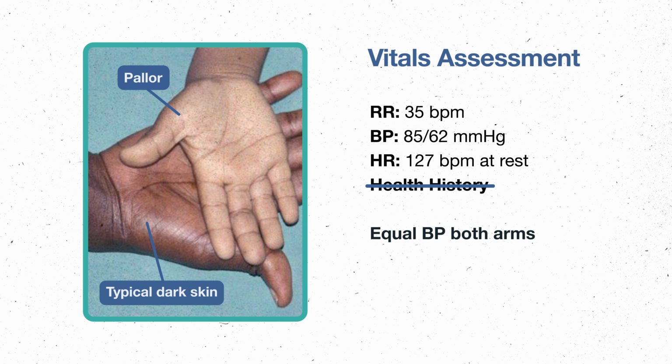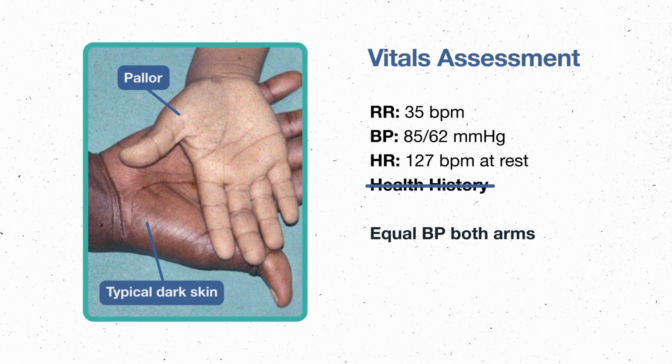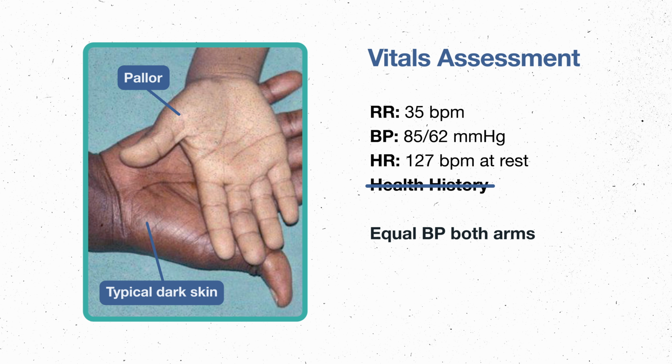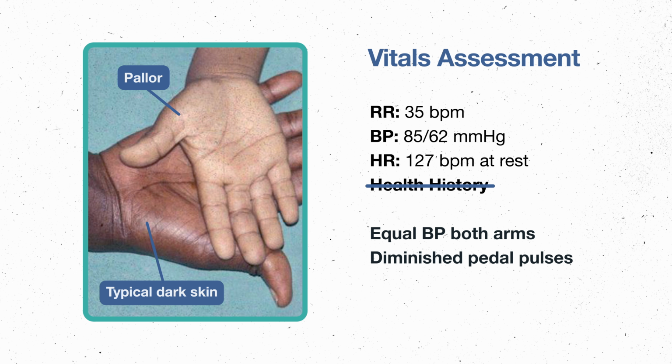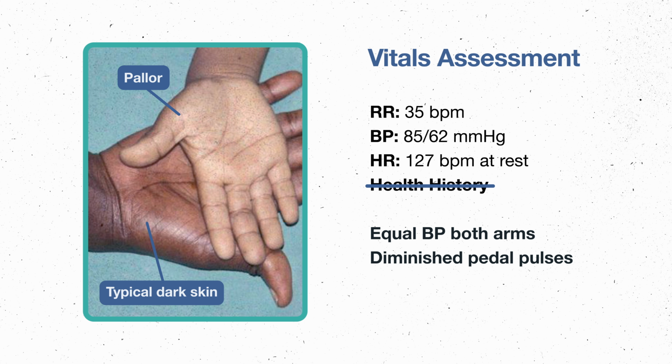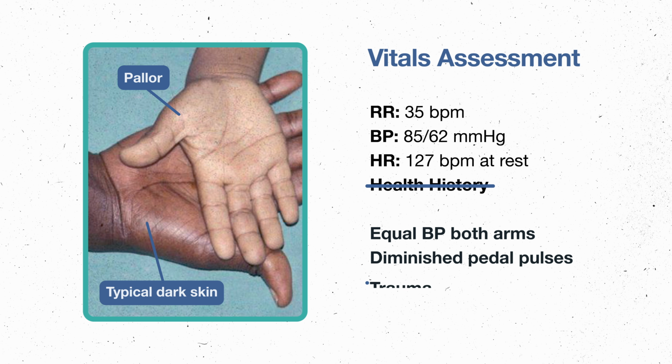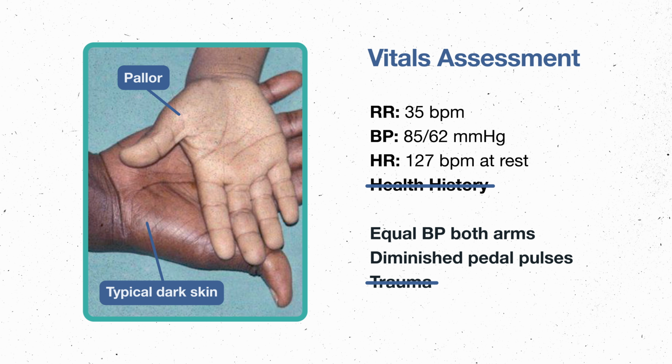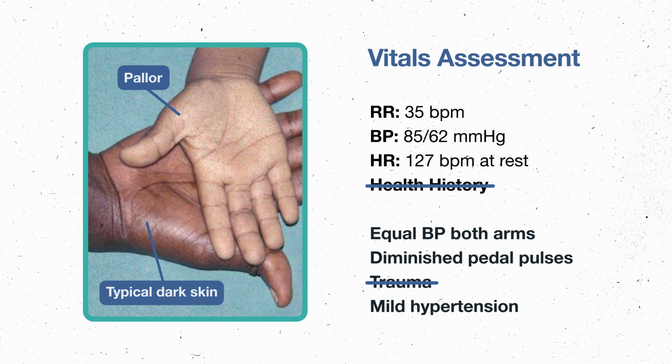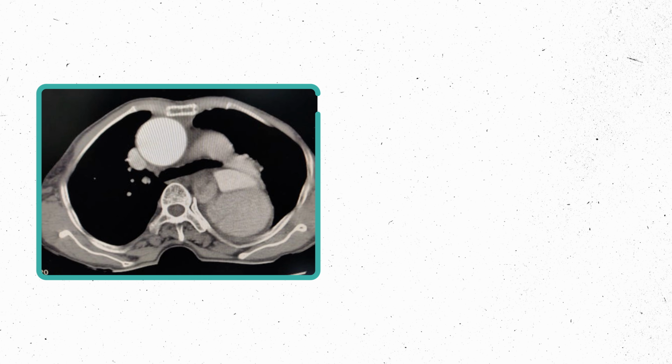His blood pressure is equal in both of his arms, and the pulses are present in all 4 limbs. His pedal pulses are slightly diminished, but it's hard to tell if they're pathologically diminished or not. There's been no trauma, and his only medical condition is mild hypertension. You decide to send the patient for a CT scan of the thorax with contrast, and you see this.